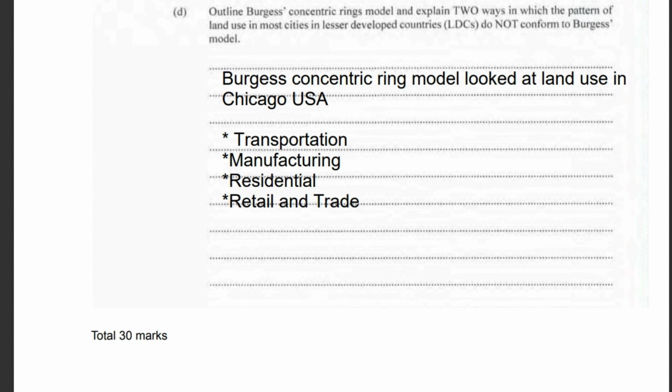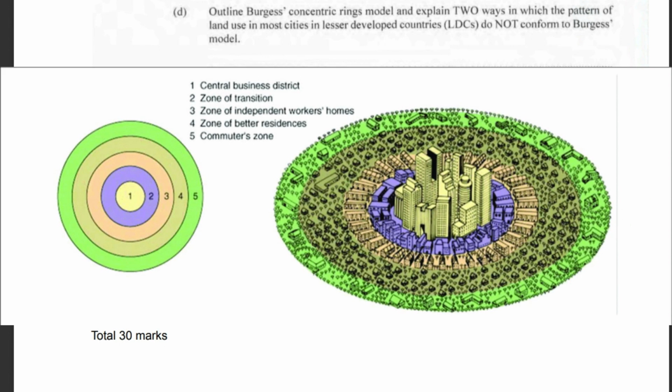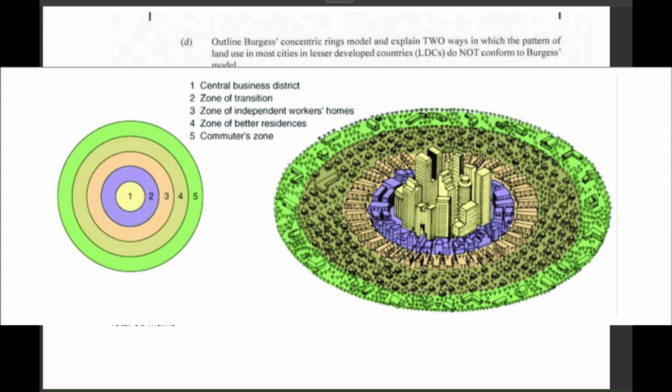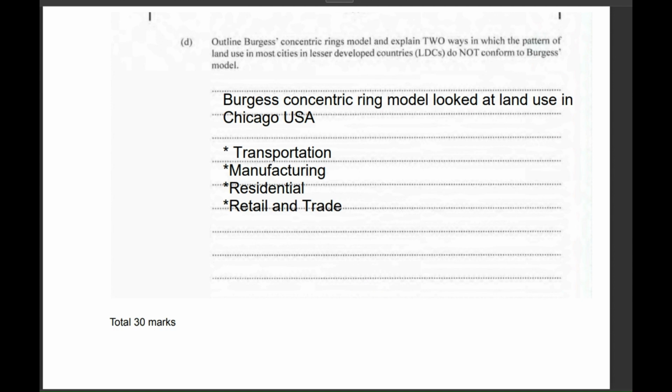So, as I stated earlier, most of the central business districts are located along the coast, and then you realize that the residential areas and other zones move back. So there's no circle, it's more like a semicircle, and due to change, the model is not effective in LDCs today. Once you were able to attempt and do all this, a total of 30 marks would be yours.